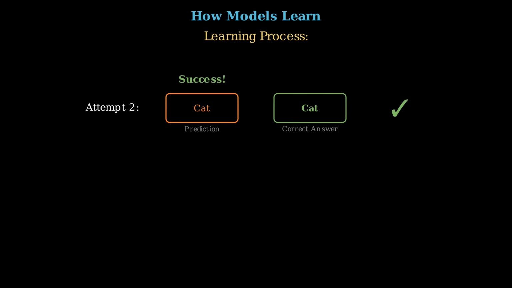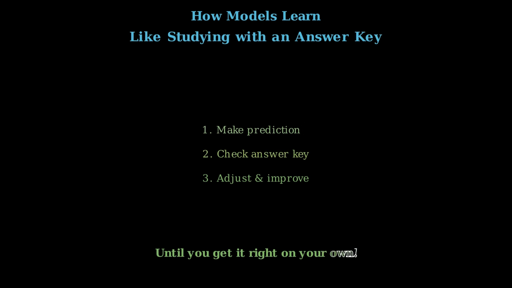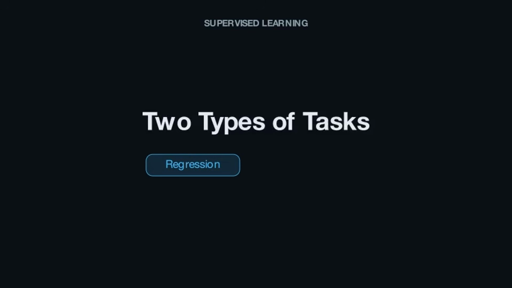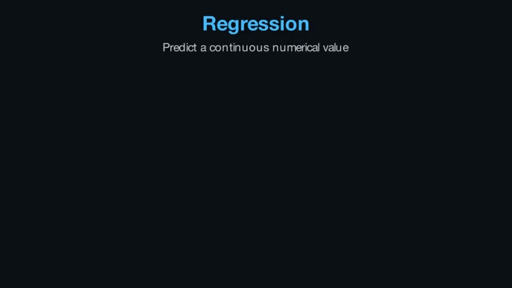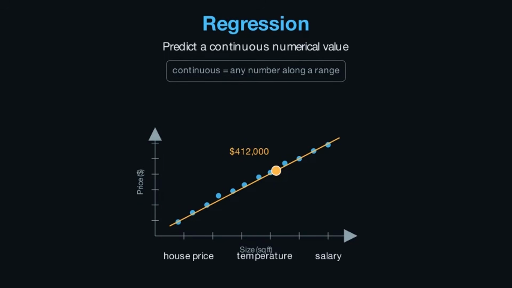Think of it like studying with an answer key. You already know what the right answers are, and you keep practicing until you can get them right on your own. Within supervised learning, there are two main types of tasks. The first is regression, where the goal is to predict a continuous numerical value. Continuous just means the output can be any number along a range, not just a fixed set of options. Think of things like predicting a house price, forecasting tomorrow's temperature, or estimating someone's salary.